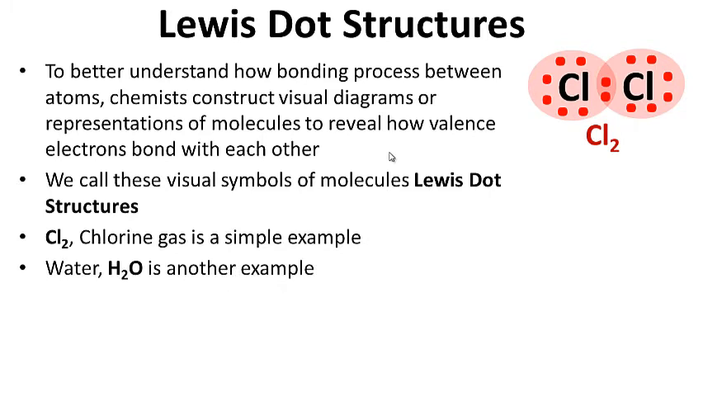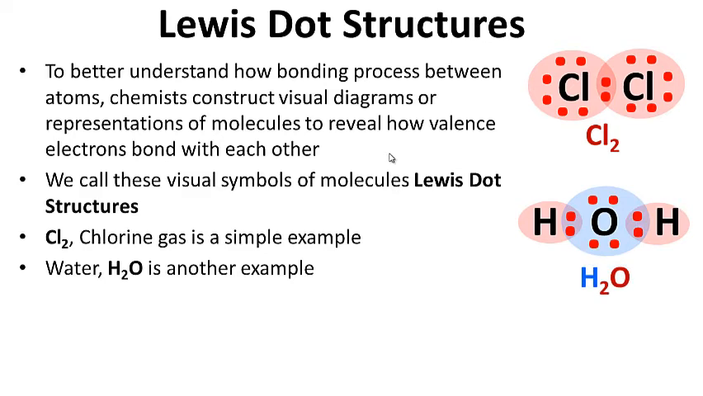But water, H2O, is another example. We can draw the Lewis dot structure for water. Oxygen has 6 valence electrons. Hydrogen has 1, so they bond in a way so that their shells are full. Remember, hydrogen can only have 2. So oxygen has 8, and hydrogen has the 2 it needs to fill its shells. So there's a Lewis structure for water.